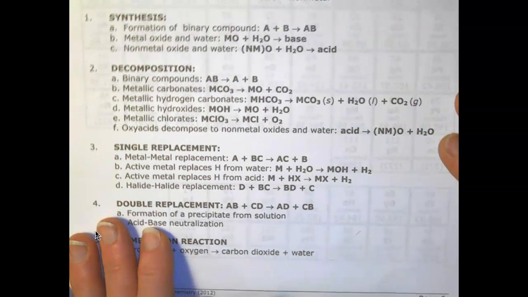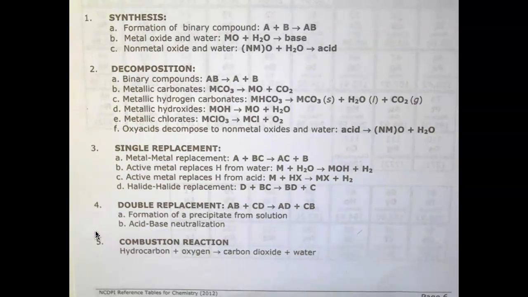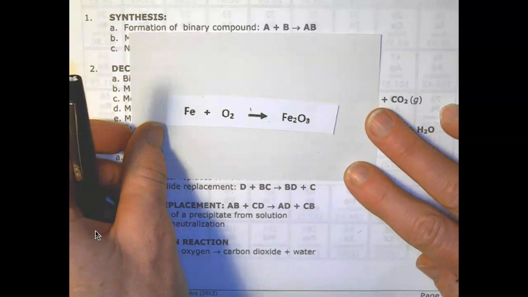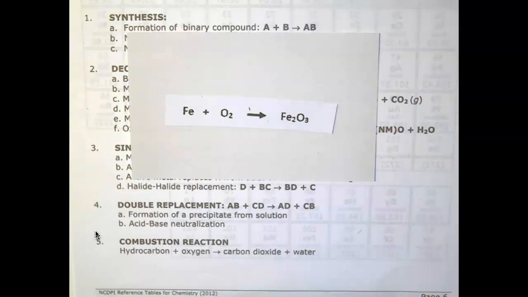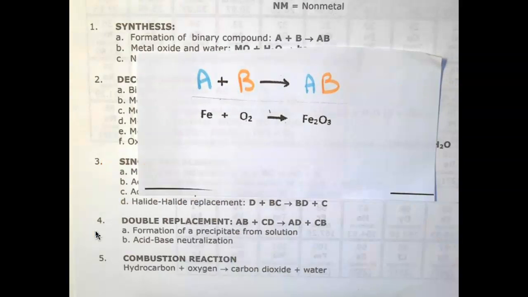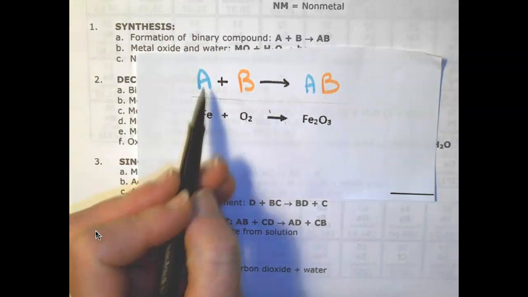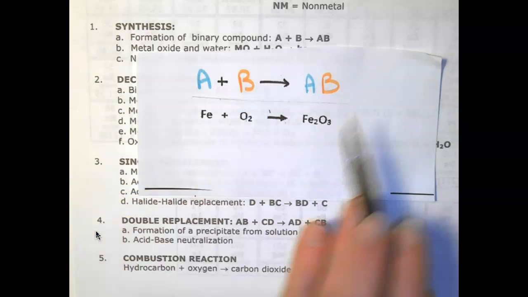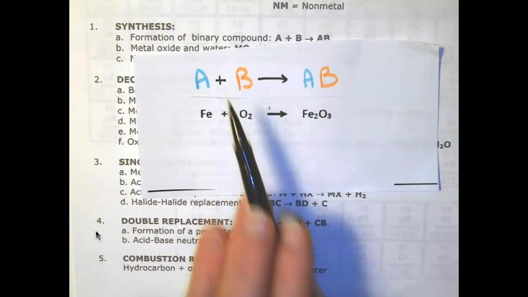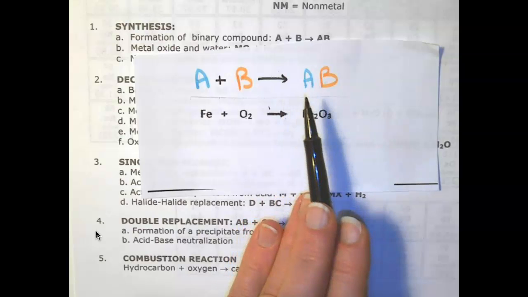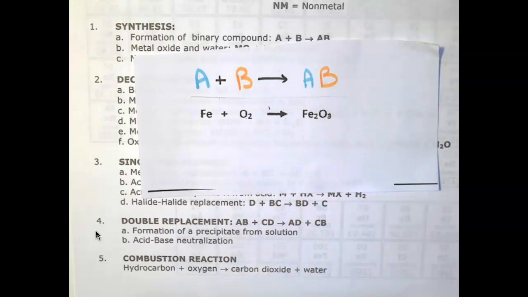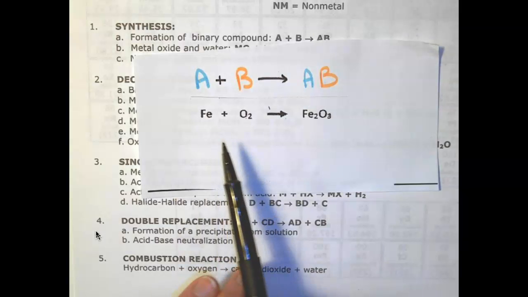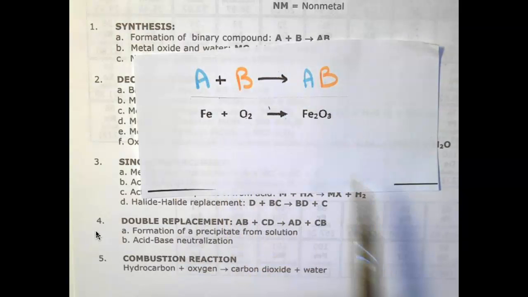So the first one we're going to look at is synthesis, coming from the word synthesize, bring together, to form. So our basic model is A plus B equals AB. So I have labeled these. A single element, plus B, when they react together, that's what this plus sign means, yields or produces, there's several words for it, a binary compound. We want to note that the subscripts are not the same.